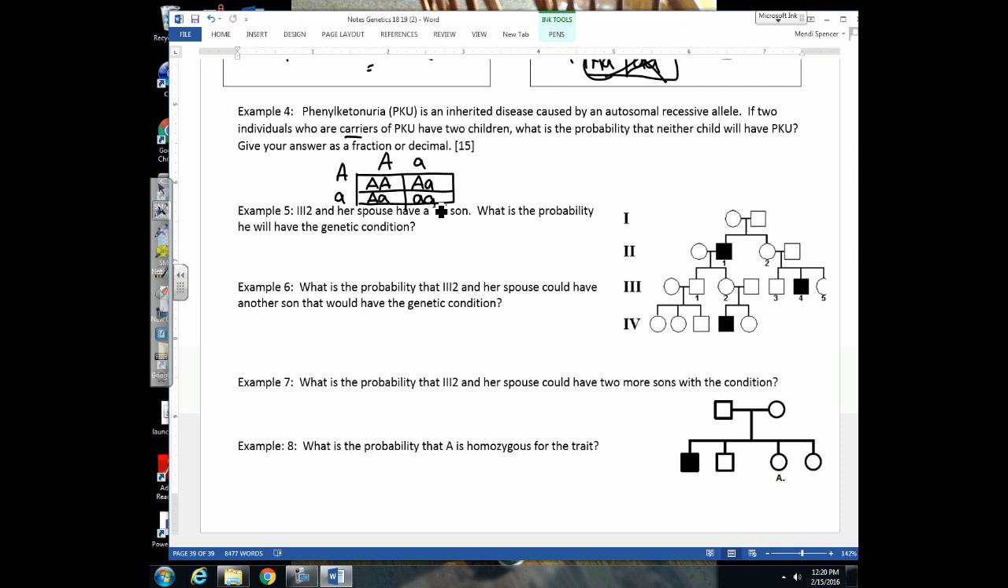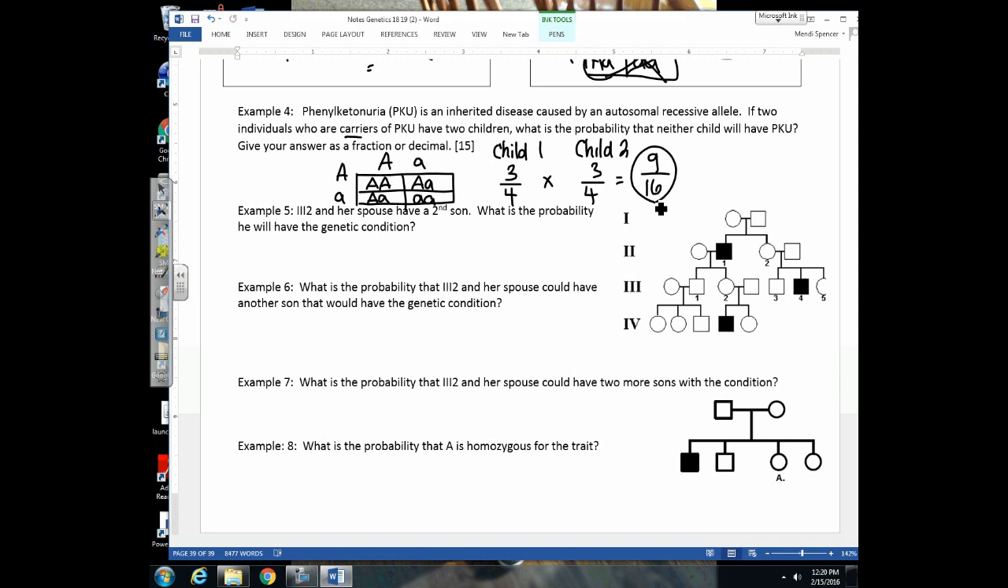So if they're having two children, let's first talk about child 1. That child has a 3/4 chance of being born without PKU. Child 2, again, has that exact same probability, 3 out of 4. And this is a situation where we're multiplying the probability of two separate events. And that gives us a final probability of 9 out of 16 that they're going to have two children and both of them will not have PKU.